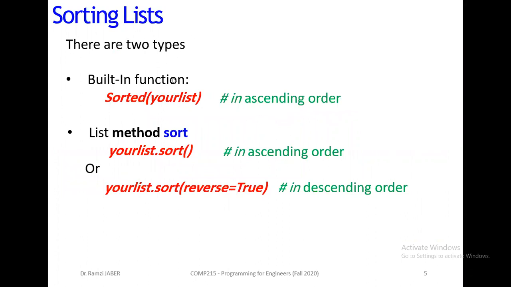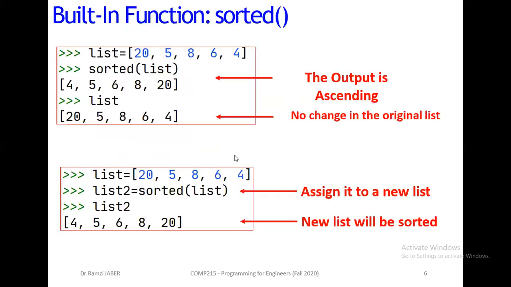As a fast review about sequence lists, in our last lecture we did sorting a list. We have two types of sorting: the built-in function called sorted, and the method way, where you write your list dot sort, or reverse equal true. So this is a fast example.